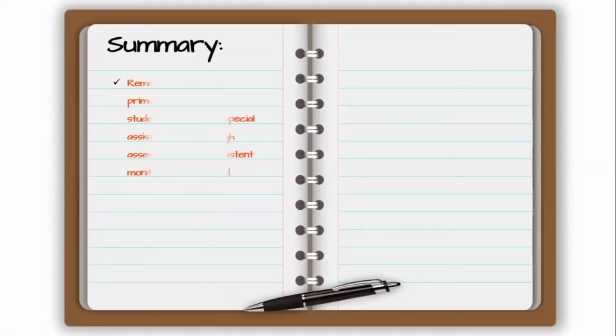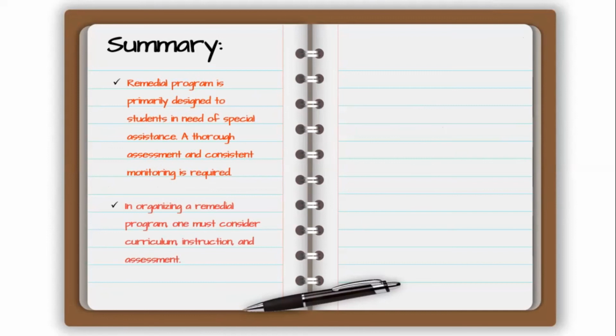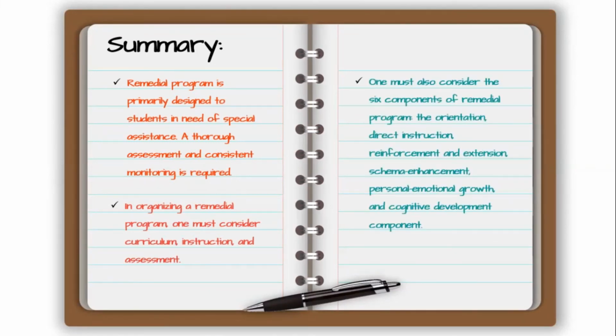To sum it up, again, a remedial program is primarily designed for students in need of special assistance. A thorough assessment and consistent monitoring is required. In organizing a remedial program, one must consider curriculum, instruction, and assessment. One must also consider the 6 components of a remedial program. These are the orientation, direct instruction, reinforcement and extension, schema enhancement, personal emotional growth, and cognitive development component.